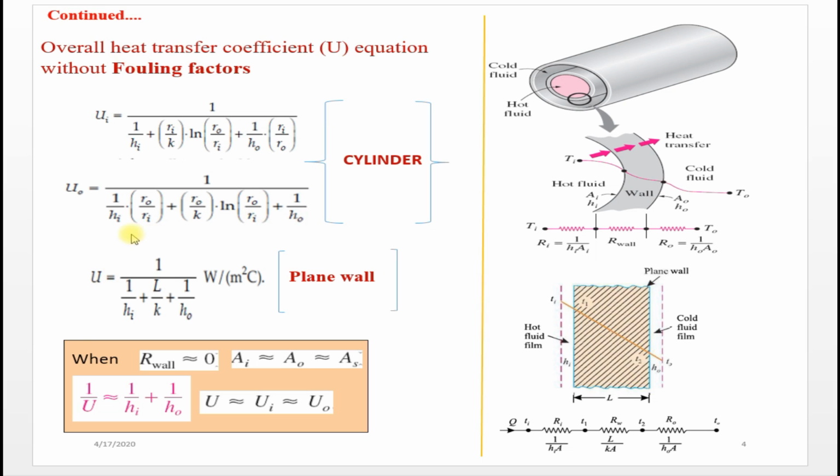For a plain wall, this equation becomes 1 by Hi plus L by K plus 1 by Ho. In the numericals, sometimes they do not mention the resistance of the wall. At that time you can neglect it. If you neglect the resistance of the wall, the equation becomes 1 by U is equal to 1 by Hi plus 1 by Ho.